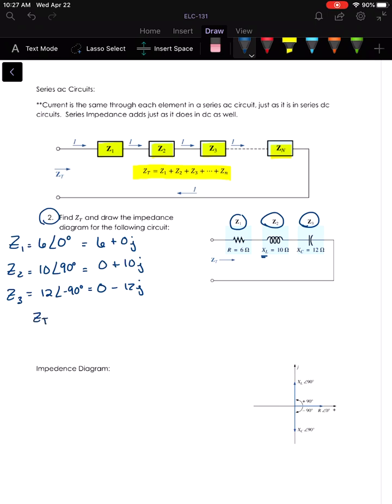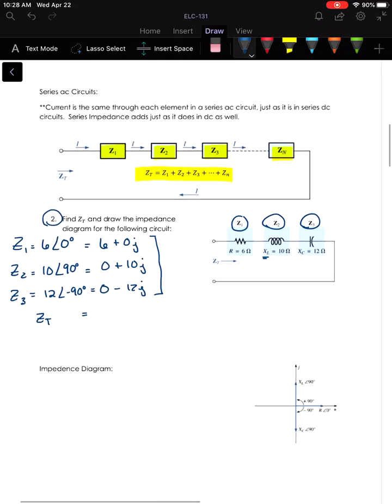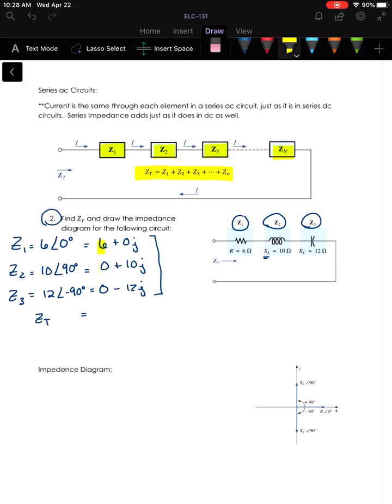Now, the total impedance is going to be Z1 plus Z2 plus Z3. I'm going to leave this in rectangular form and sum that, because in rectangular form, I can just sum the real parts to get the real sum, and I can sum the imaginary parts to get the new sum of the imaginary parts. So for the real parts, I've got 6 plus 0 plus 0. For the imaginary, I've got plus 0J, plus 10J, and minus 12J. So that's a net of minus 2J.